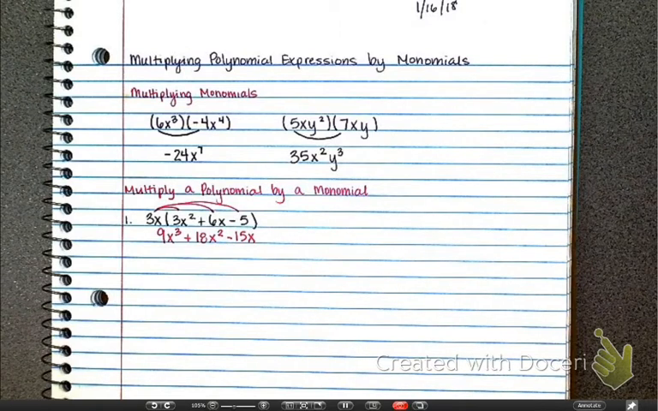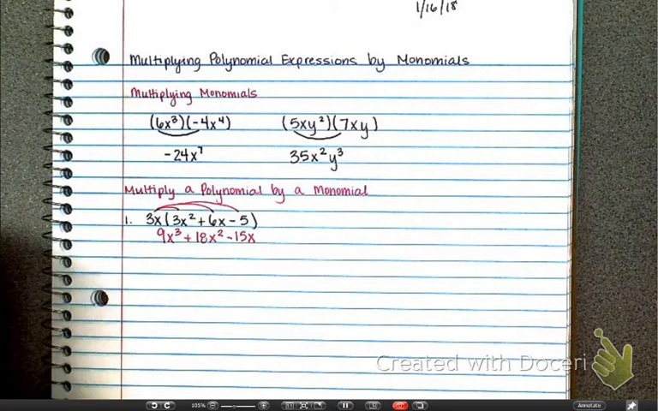The one other thing I want you to check for is to make sure it's in standard form. So are the exponents in descending order, highest exponent to lowest exponent? Okay, so as long as they are, you can leave your answer like that. If not, you do need to rewrite it in standard form. Okay, let's try another one.